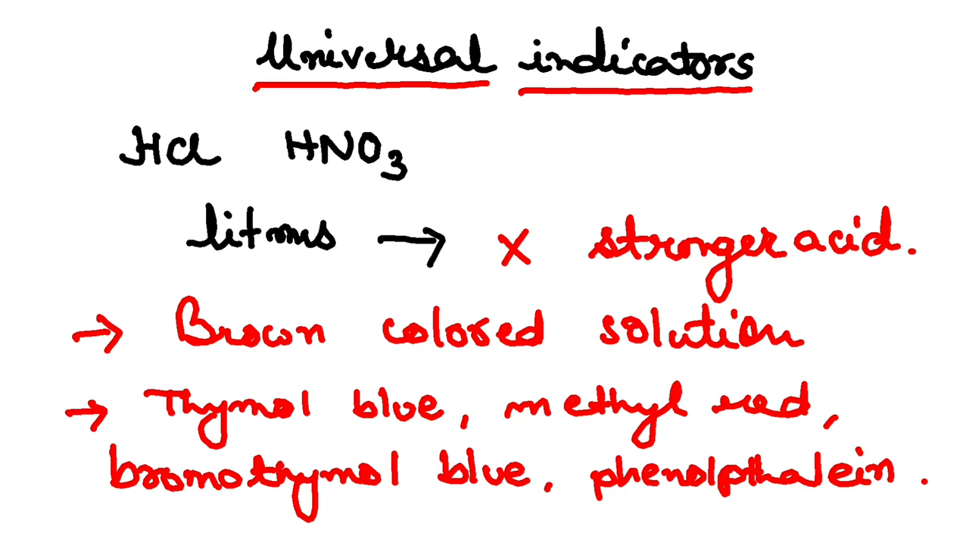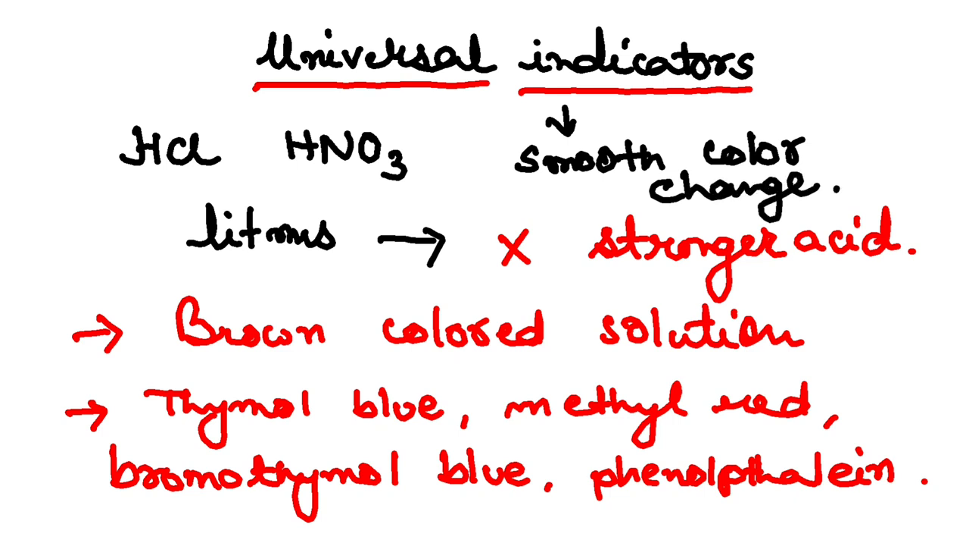Now what it does, a universal indicator undergoes smooth color change, and based on the change in color you can decide whether something is a stronger acid or weaker acid, isn't it? That smooth color change transitions will ultimately give you a scale that is called the pH scale.